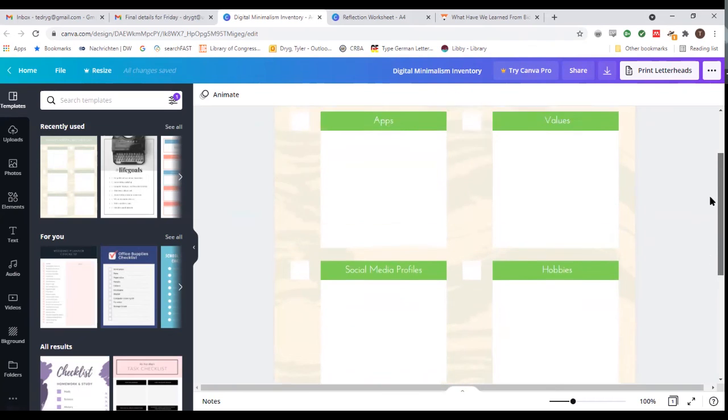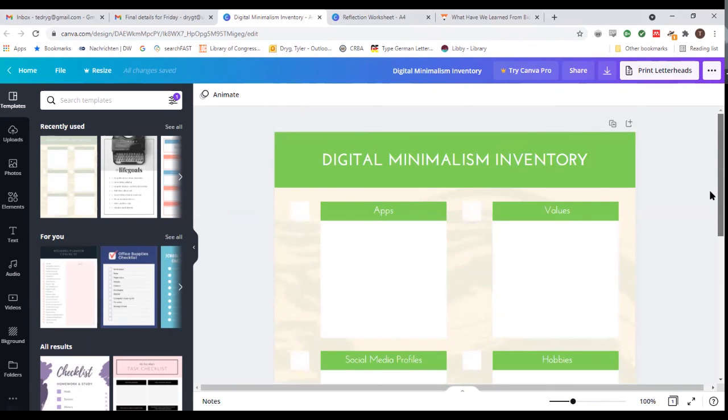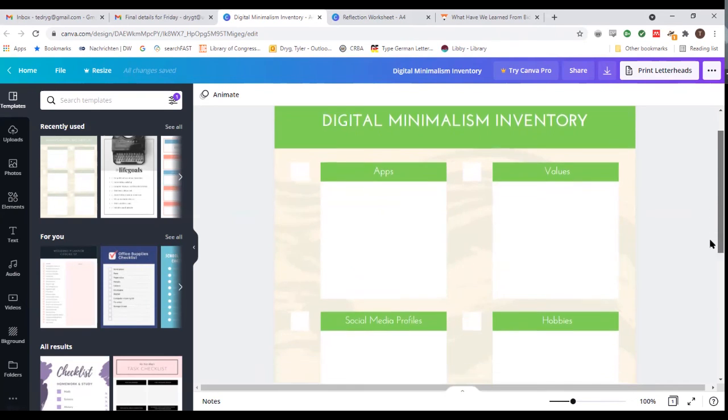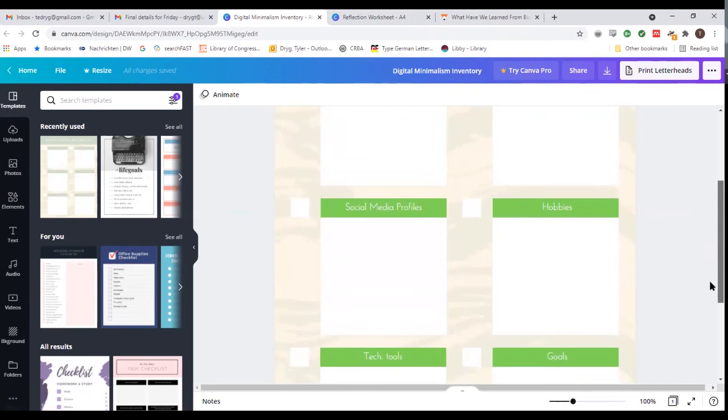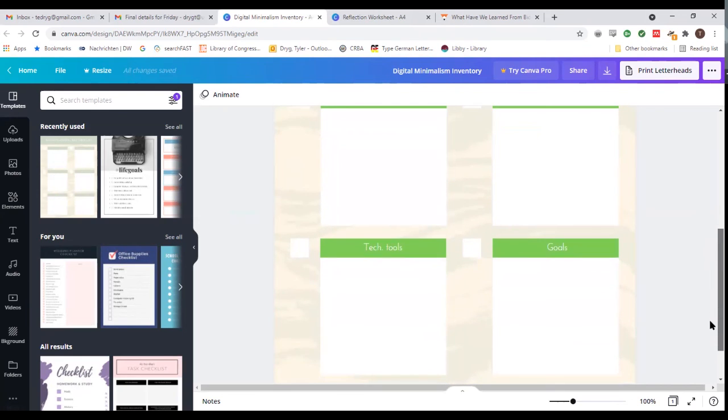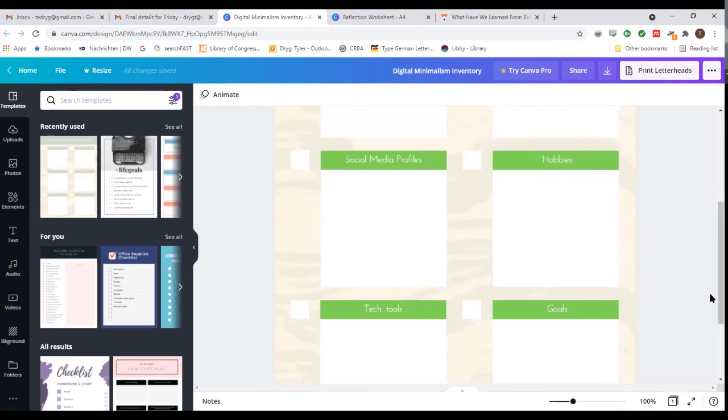And then on the right side, we have things that are more aspirational. So your values in terms of your ideals, other hobbies you might do that aren't digital, and then your goals for your tech practice. So this is just an idea of helping you think about which tools might be essential, which might be less essential, which might be more aligned with your values.